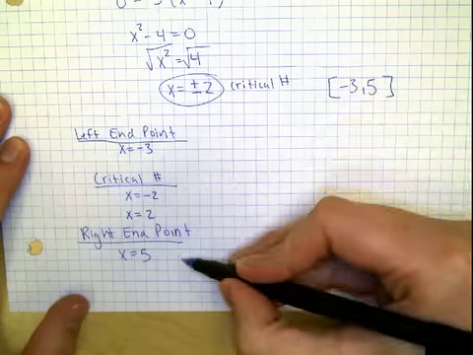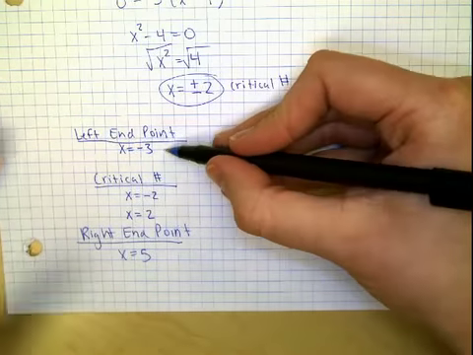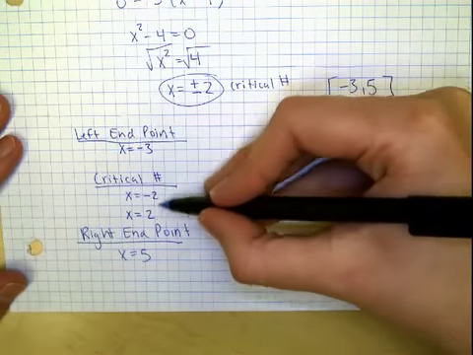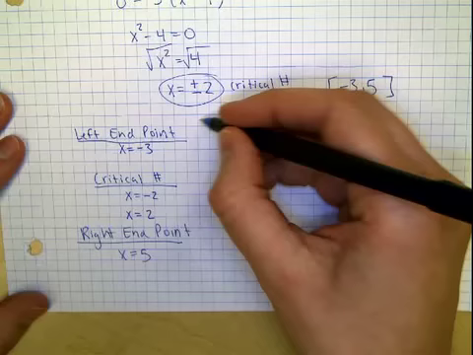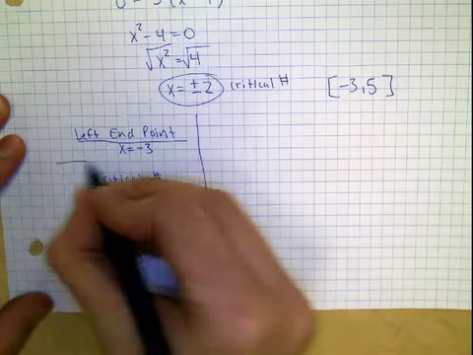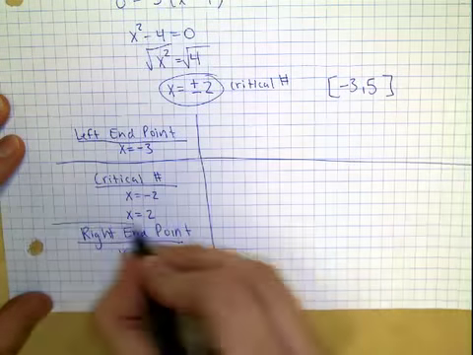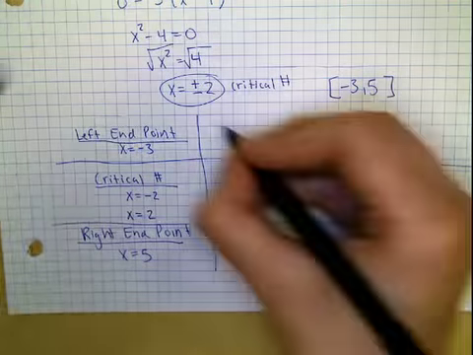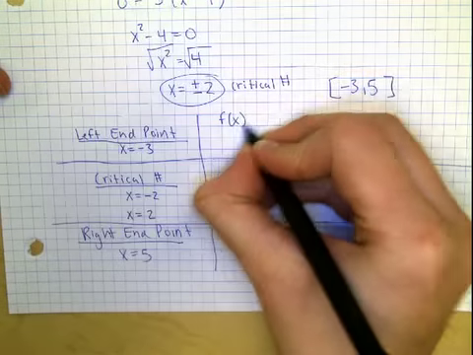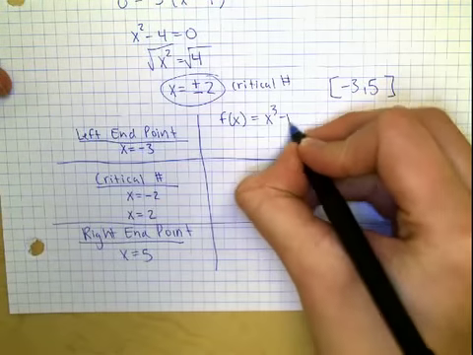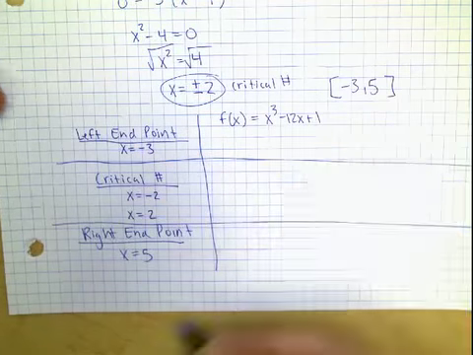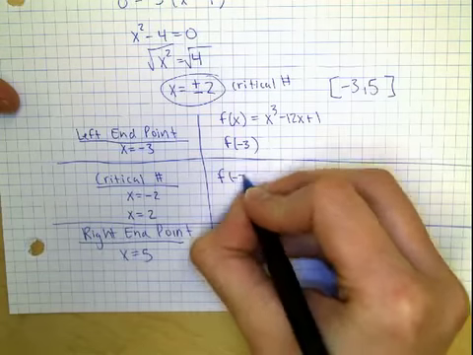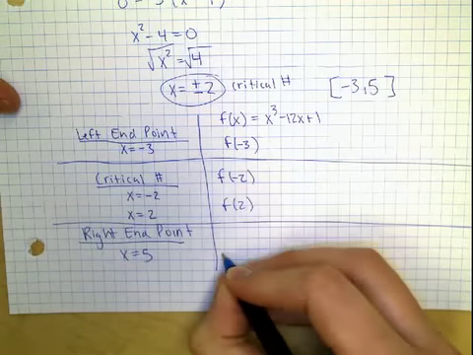Notice I'm putting this in an order. I'm starting up top with the farthest to the left point, the smallest number, -3. And then I'm getting bigger: -2, +2, +5. What I'm going to do is build this into a big chart. I'm going to split this up into a couple of parts. We want to know what's going on in the graph of f of x. Remember f of x equaled x cubed minus 12x plus 1. I want to know what's happening at f of -3, f of -2, f of +2, and f of 5.